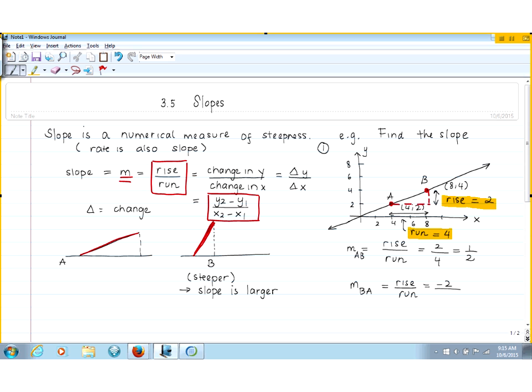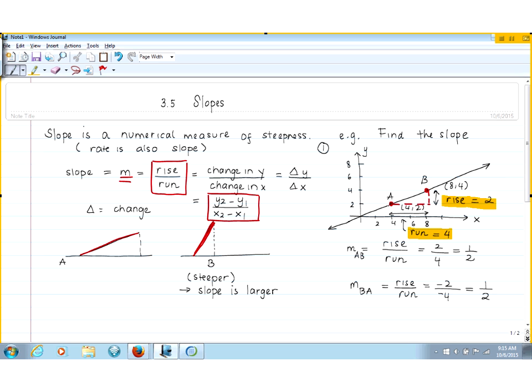Now, do I go left or go right? Go left. Go left how many units? So this is negative 4. So what is negative 2 divided by negative 4? It's also half. Does that make sense? So it doesn't matter where the starting point and the ending points are. Either we start at A and end at B or start at B and end at A, the slope is still the same. Does that make sense?